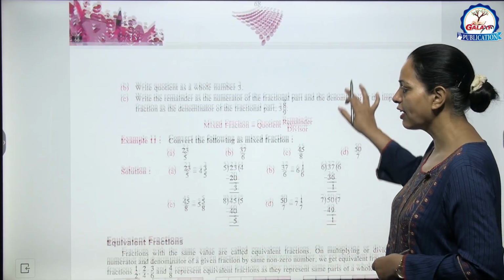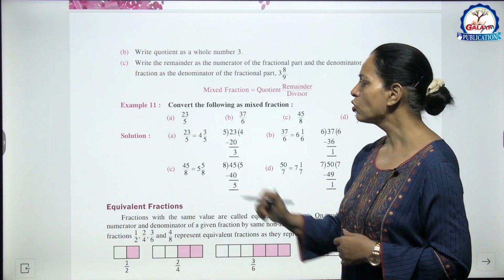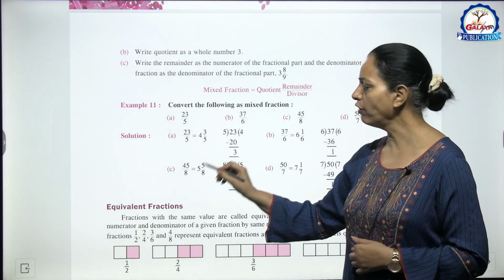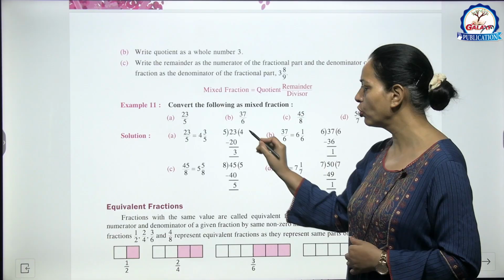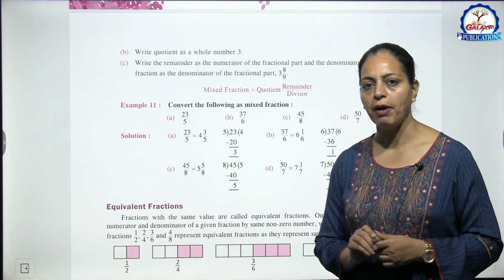Okay, see example 11, convert the following as mixed fraction. So A part 23 upon 5, divide 23 by 5, 4 is quotient, 3 is remainder, so answer is 4 whole 3 by 5.